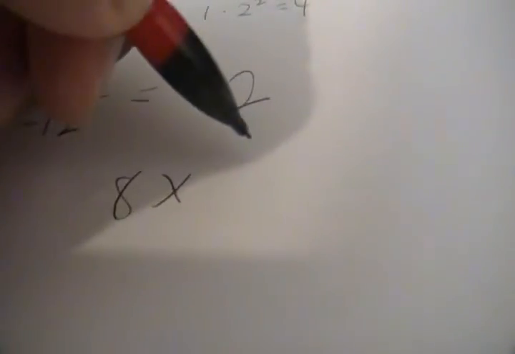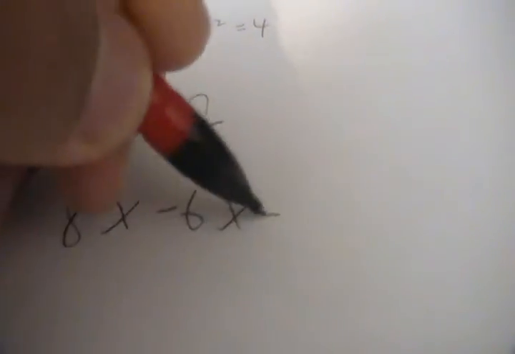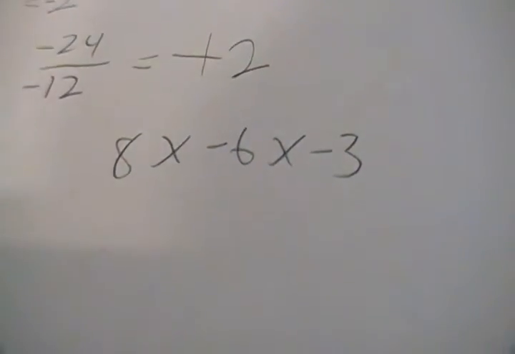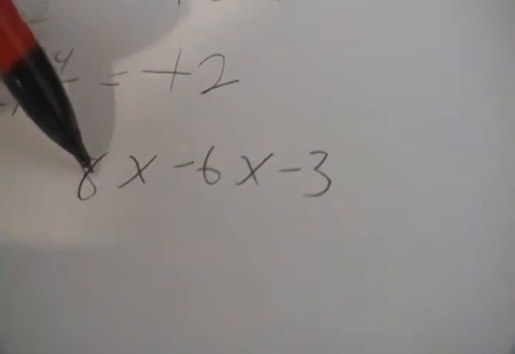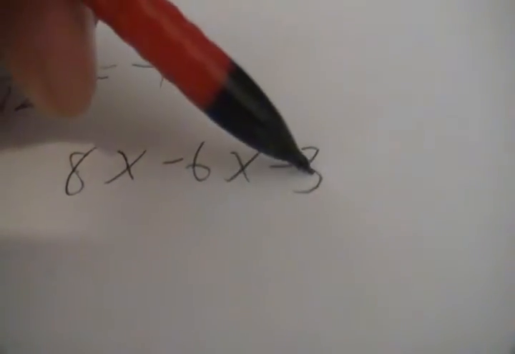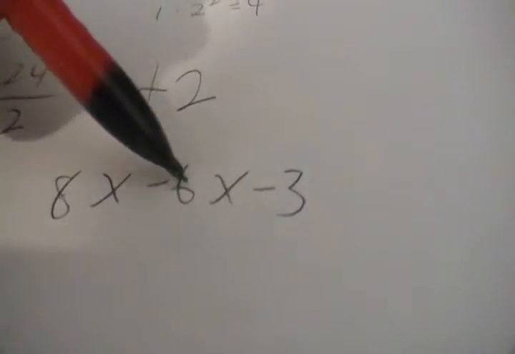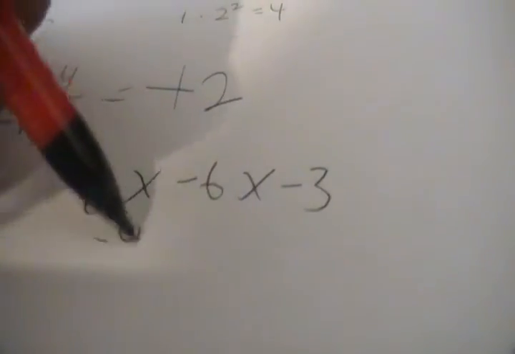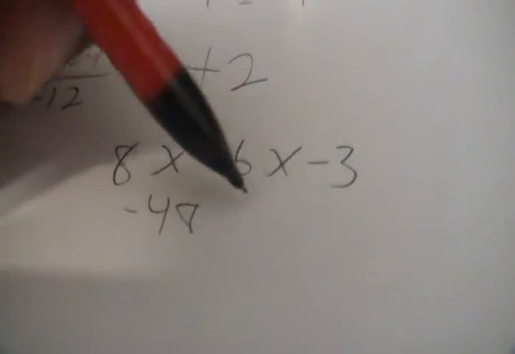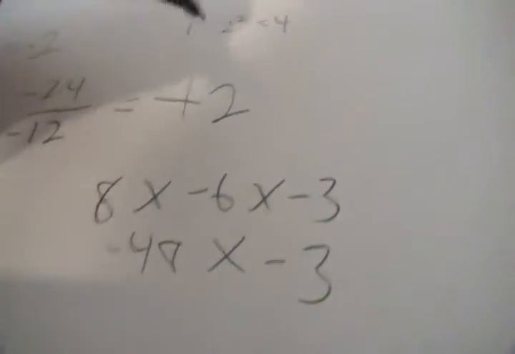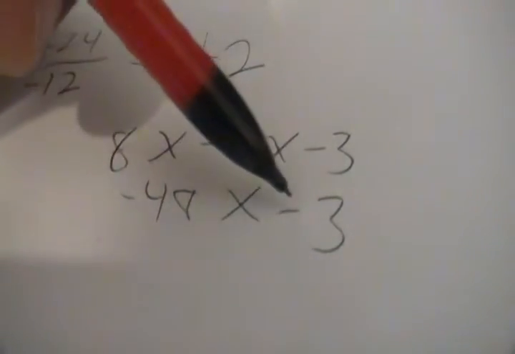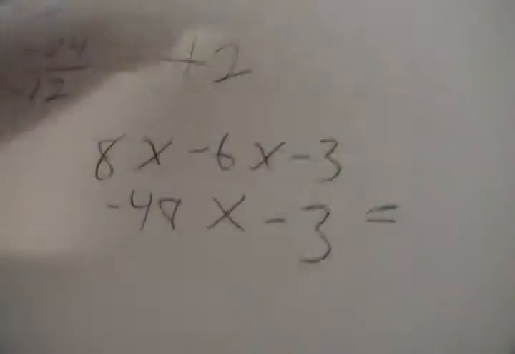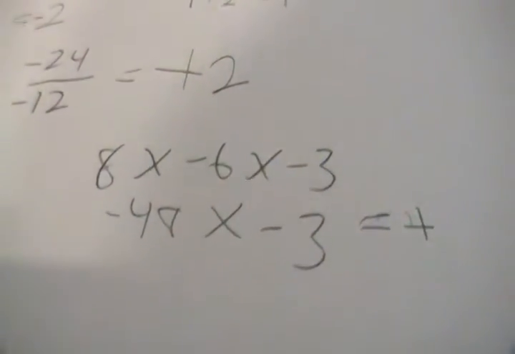So let's try 8 times negative 6 times negative 3. These X are not variables, but they're multiplication signs. So 8 times negative 6 and negative 3. So let's just go in order. 8 times negative 6 is negative 48. Alright, and so negative 48 times negative 3. So negative times negative equals positive. So this whole answer is going to be a positive number, okay?